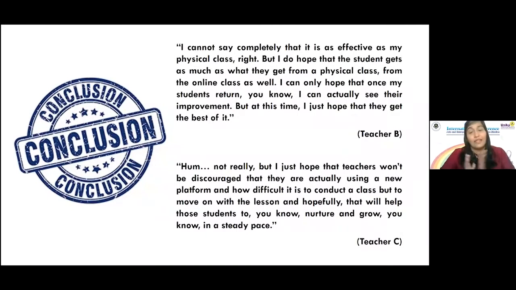Okay, so let me conclude with sharing by 2 teachers. Teacher A said that online classroom can never be as effective as physical classroom, but Teacher B said that they can only hope that the students will be able to improve and make the best of it. Teacher C said that she hoped that the teachers will not be discouraged and be encouraged to use the new platform, though it is difficult. That's all for today.